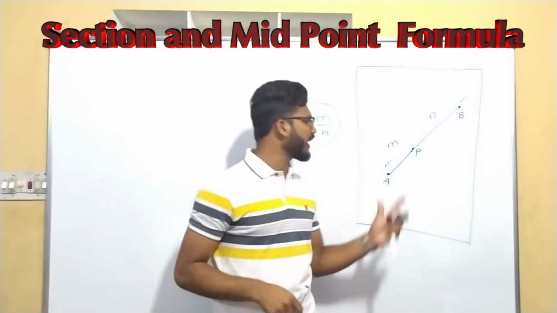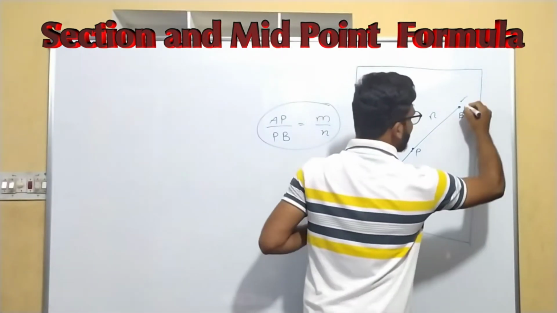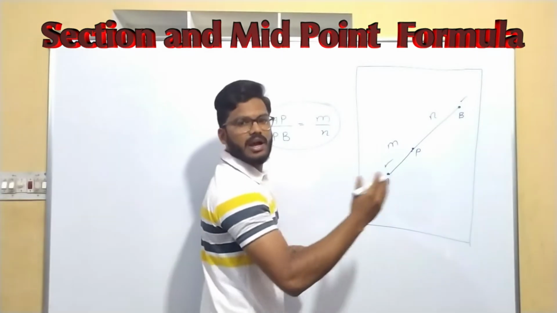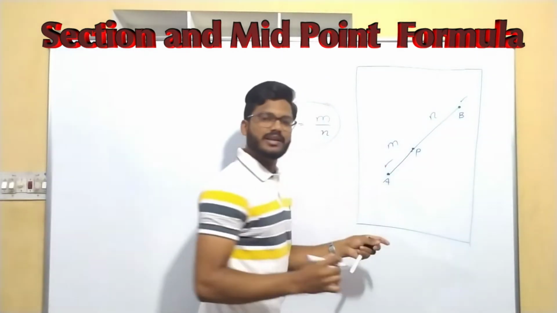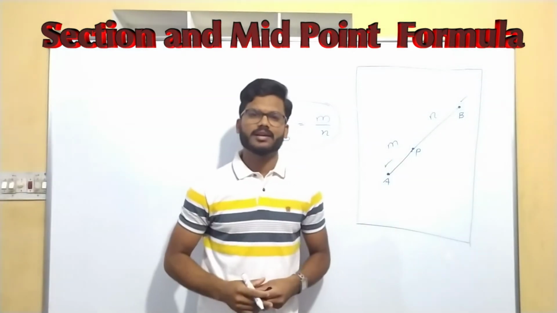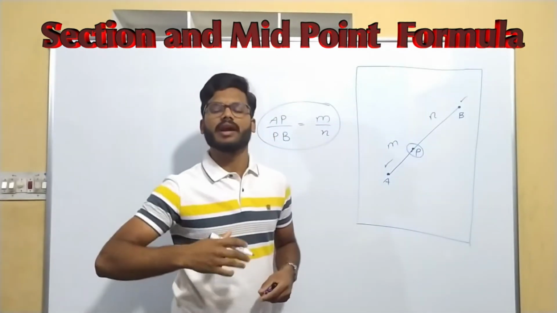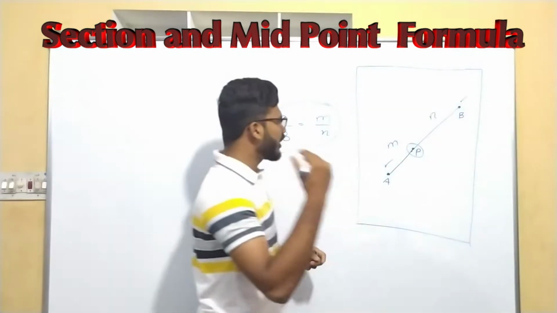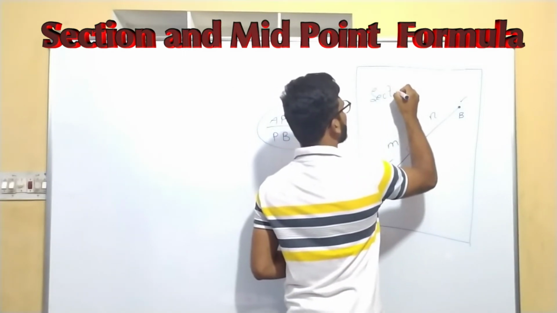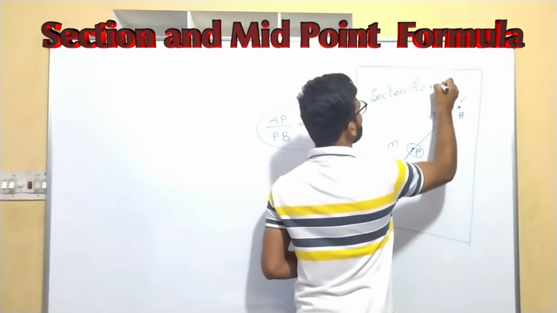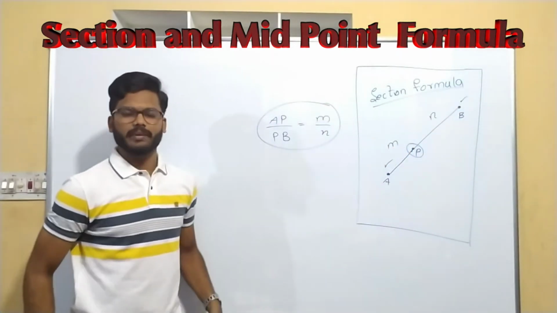But how can I locate a point? Is it easy to measure the distance between two cities and, by measuring the distance from A to a certain distance, to locate a point? No, right? So, for locating this point on the map with the help of latitudes and longitudes, we can use one method which is known as section formula. What it is? Section formula to locate the point P.